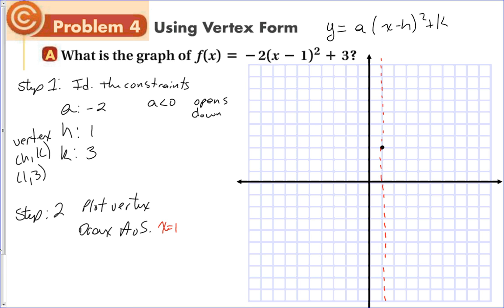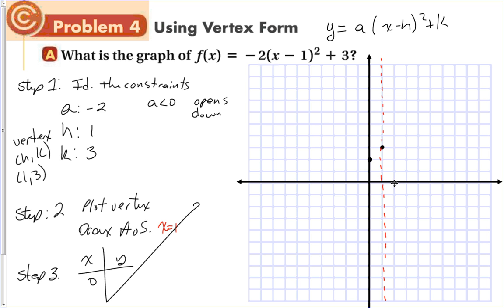So that's step 2. Step 3, we need to plot a few more points. So let's make an XY chart. We already have our vertex. Let's put in 0. If we put 0 into here, this is negative 1 squared times negative 2 plus 3, which comes out to be 1.